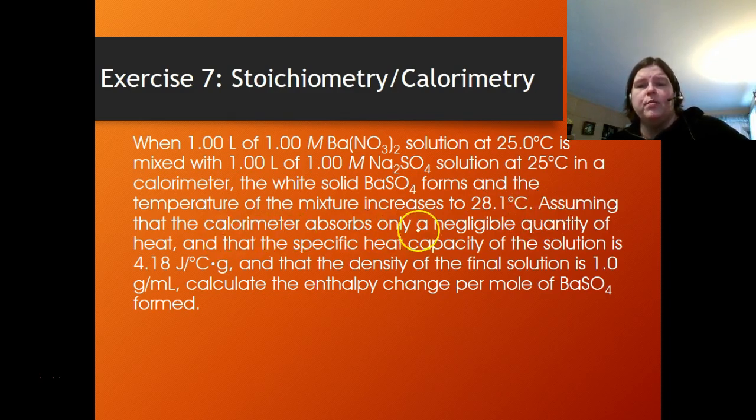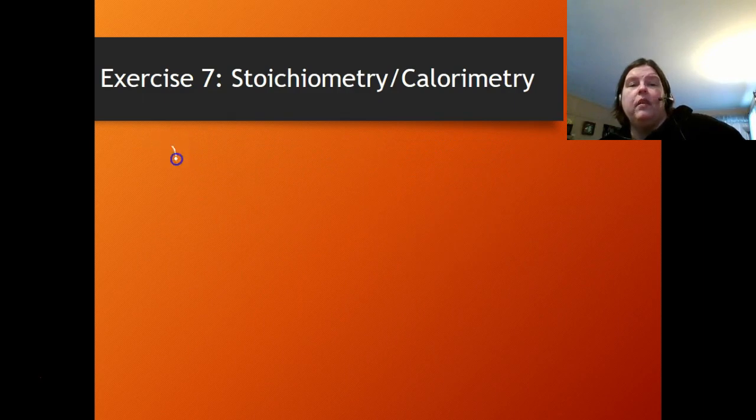Assuming that the calorimeter absorbs only a negligible quantity of heat and the specific heat capacity of the solution is 4.18, remember, there's water. And the density of the final solution is 1 gram per milliliter. Again, water is assumed here. Calculate the enthalpy change per mole of barium sulfate formed. So the first thing I need to do is, okay, hang on. Barium plus sulfate, these are aqueous solutions, yield barium sulfate solid.